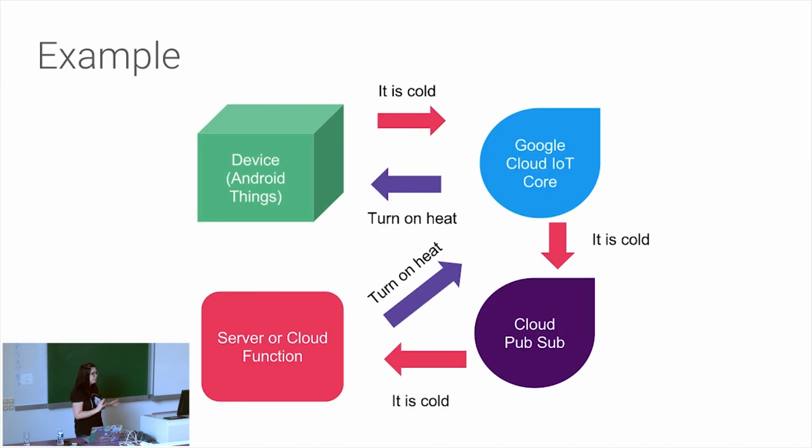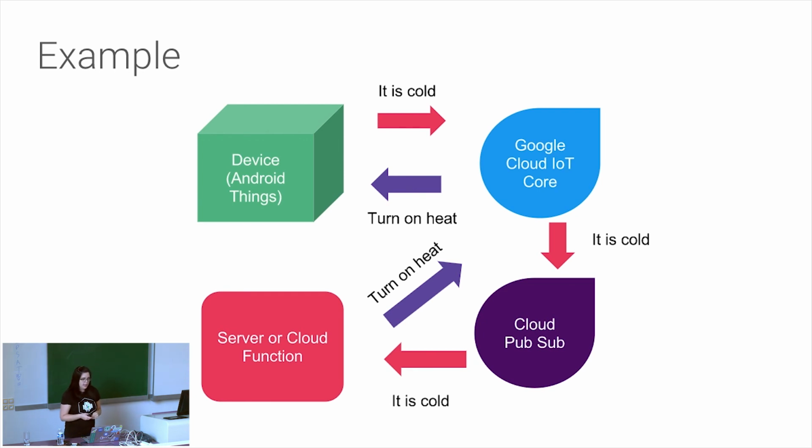Okay, so a quick example of how this might work in real life. If I had a device, say for instance an Android Things device, and I was reporting some information. So my device was telling me the temperature. So it says, okay, it's actually quite cold now. So I'd publish that information to Google Cloud IoT Core, and that would then take it through to Google Cloud PubSub, okay?